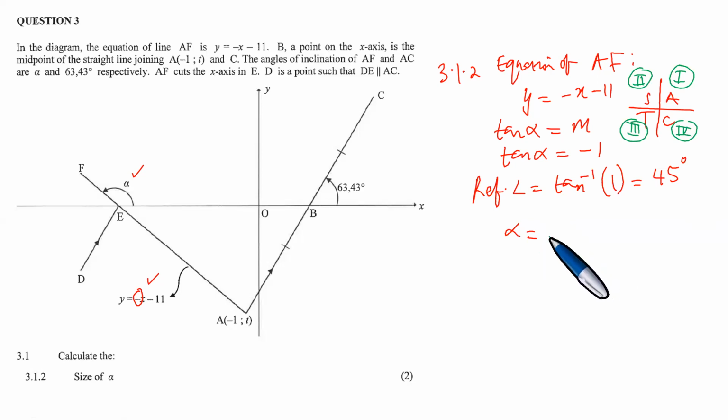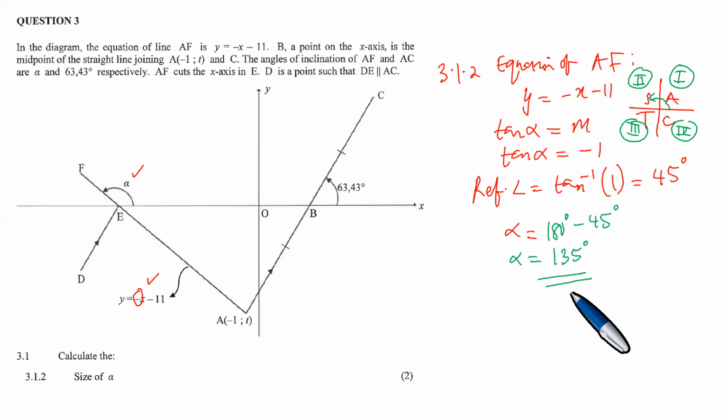So what is alpha? Now the tangent is negative, so it is an angle measured from here to there, in the second quadrant. In the second quadrant, we have 180 degrees minus the reference angle. So what is 180 minus 45? It is 135 degrees, and that is the answer. They asked us to find the size, so the size is exactly that.